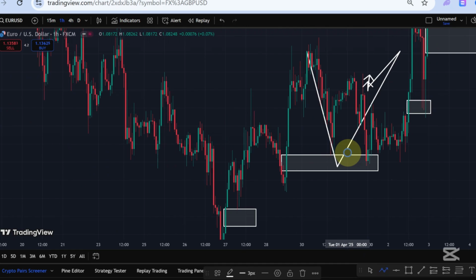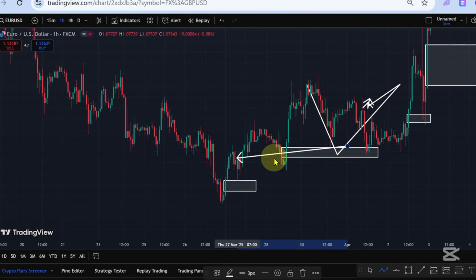If you check, let me take the chart. You can see right there, the fair value gap on this particular place. The fair value gap right there. You can see the market went up, retraces back, and the market goes up again.